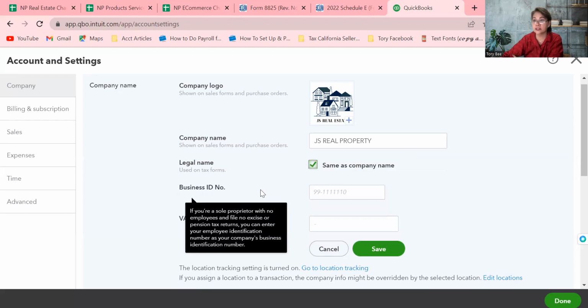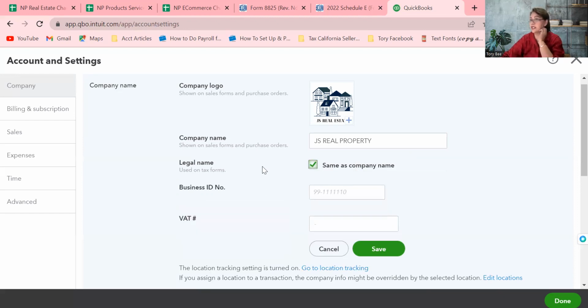Okay, so business ID number. This is also often referred to as the federal tax identification number or the employer identification number, the EIN. This is your business entity ID. For the US, it's nine digits, and I think it has a dash. That makes it nine. Okay, so click and save. Are we good there? Good.